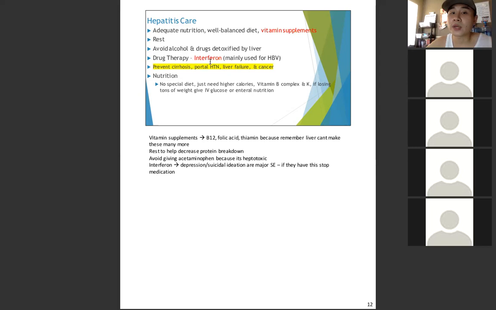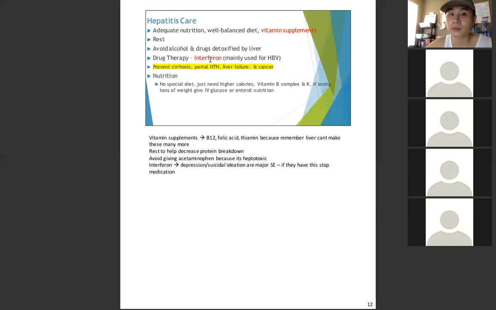Drug therapy includes interferon. Like I mentioned earlier, in MedSurg I we came across this medication, interferon alpha and interferon beta. So it is also used to treat hepatitis. For interferon, just to brush up for you guys, interferon can have a risk for depression and suicidal ideation. So if the patient exhibits depression or any of those symptoms, please take the patient off the drug. It is the only reason why we take the patient off the drug. It's because the patient has suicidal ideation.